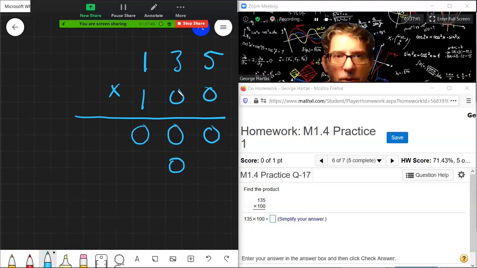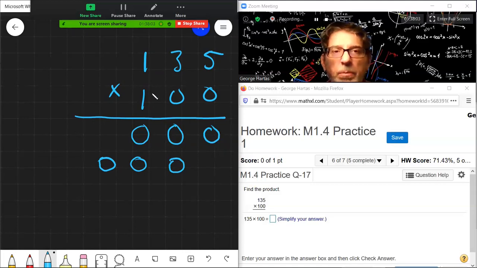So again, 0 times 5 is 0. 0 times 3 is another 0. So just simply move it to the next column. 0 times 1 is 0. And just create a new column. That's all right there.